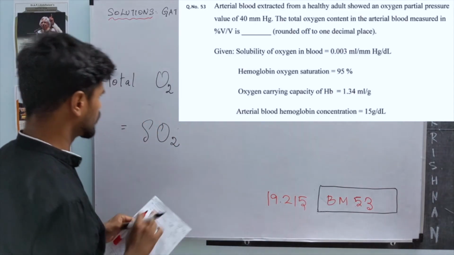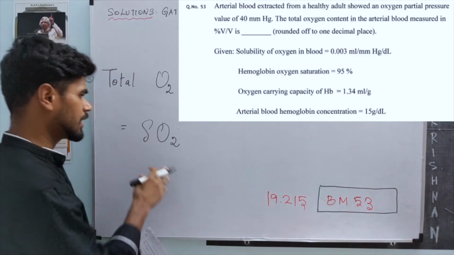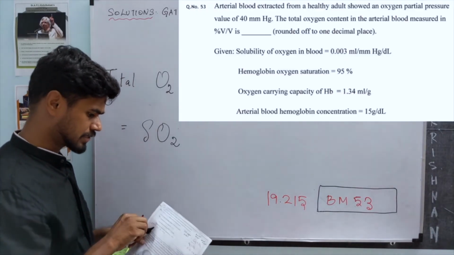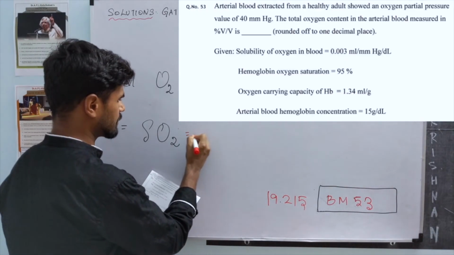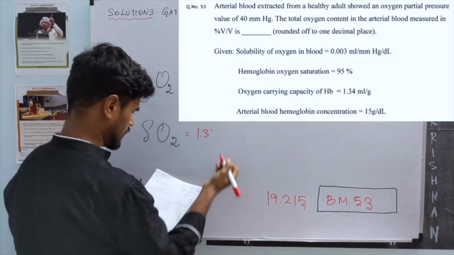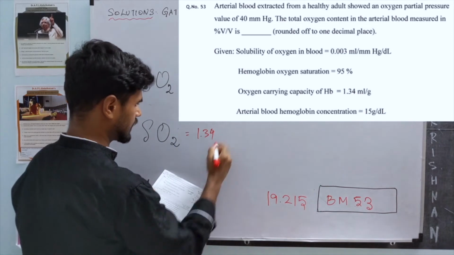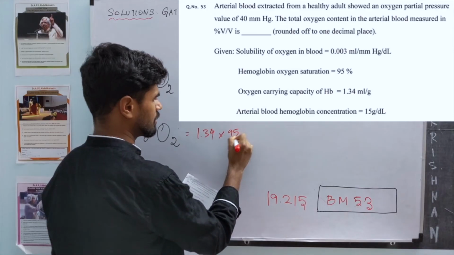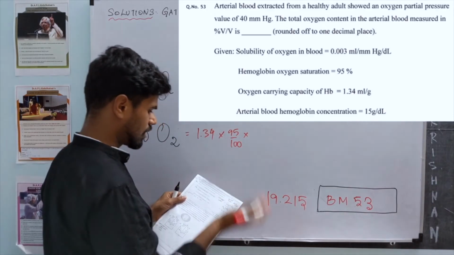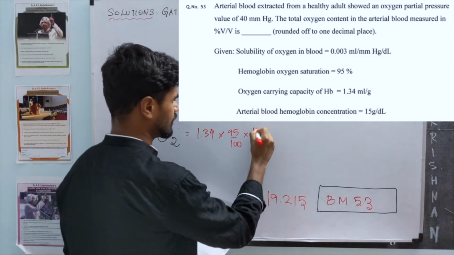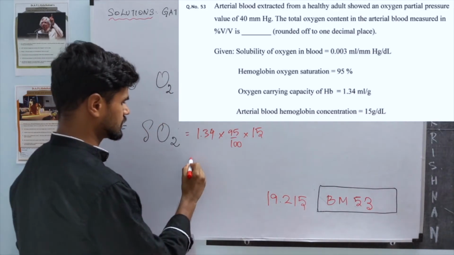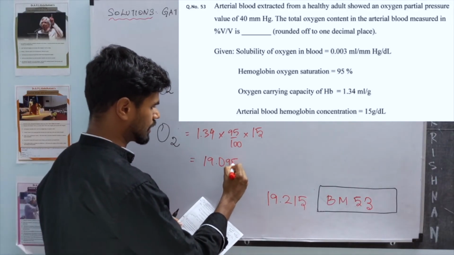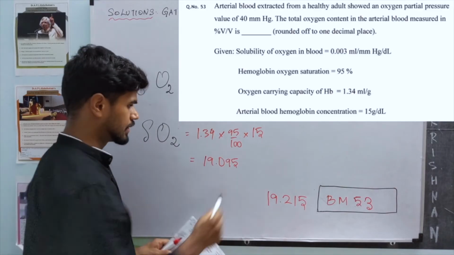Okay, so total oxygen concentration in the blood is given by the amount of oxygen that is bound to the hemoglobin, right? So that is the oxygen carrying capacity of one gram of hemoglobin, in ml per gram, times the hemoglobin saturation, that is 95%, so 95 by 100, times the arterial hemoglobin concentration, 15 gram per dl. This turns out to be 19.095, and this answer is incorrect.